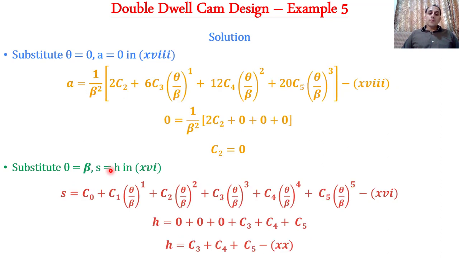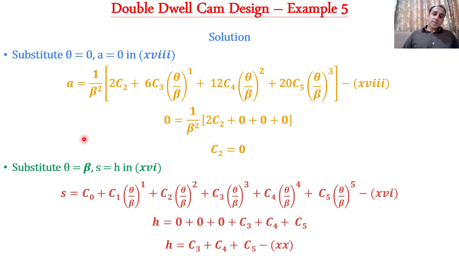Now we will use the third boundary condition and put it in the acceleration function. This boundary condition says that at the start of the rise function, the acceleration is zero. When we do so, we will get the value of C2 equal to zero. C2 is the third unknown coefficient. So now we have the values of three unknown coefficients using the three boundary conditions. Now we are left with three boundary conditions for the rise function.